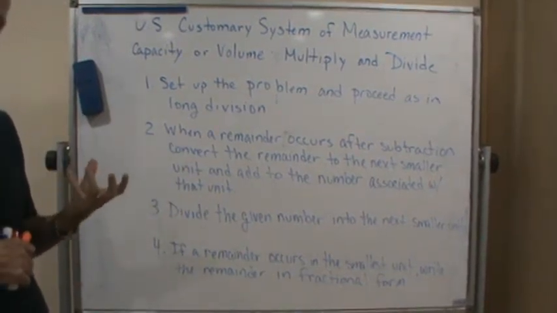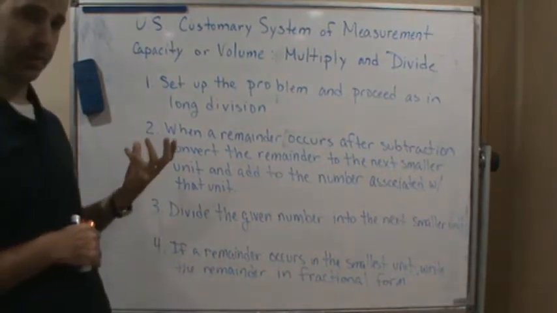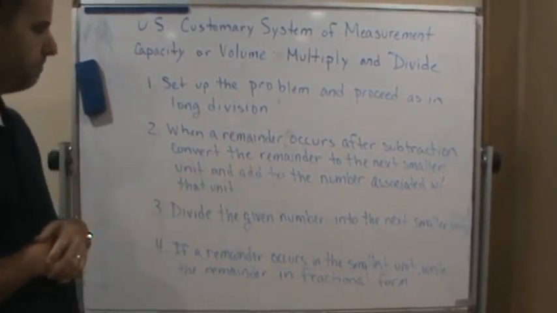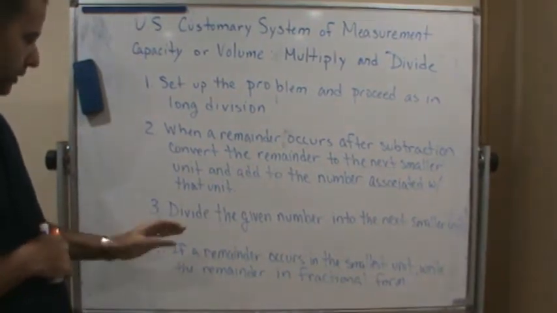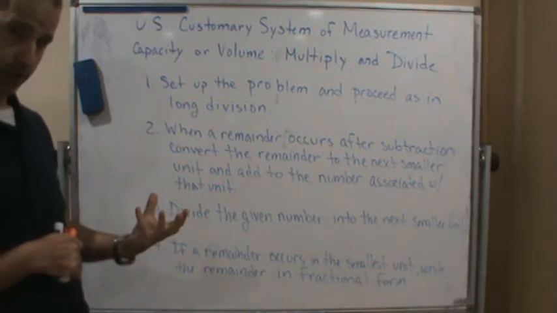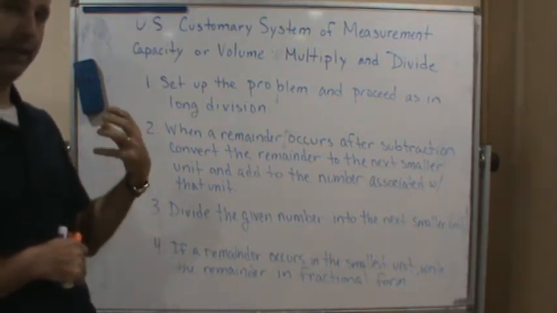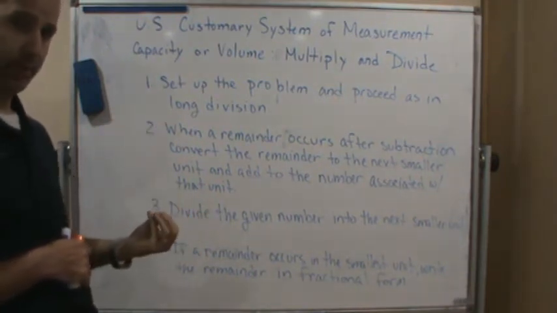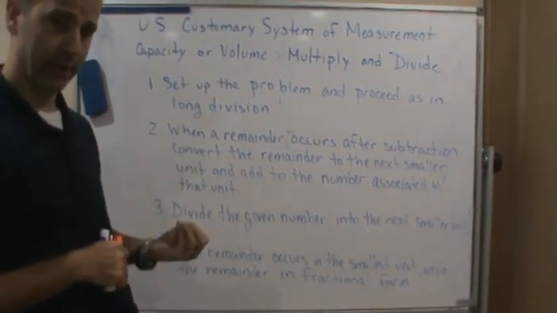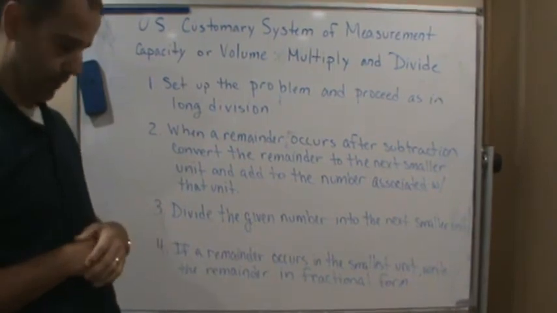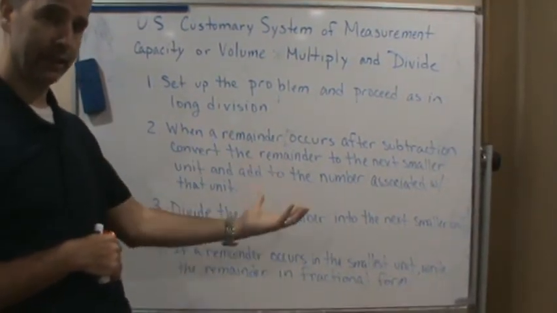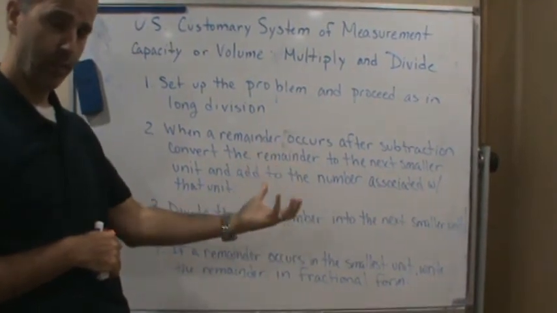And then we're going to take that value, we're going to add it to the next measure, the value in the measure. And then we're going to divide the given number into the next smaller unit. And again, if we get a remainder, we're going to convert that to the next smaller unit and add it to the next smaller measure. And so on and so forth, until we get to the smallest measure.